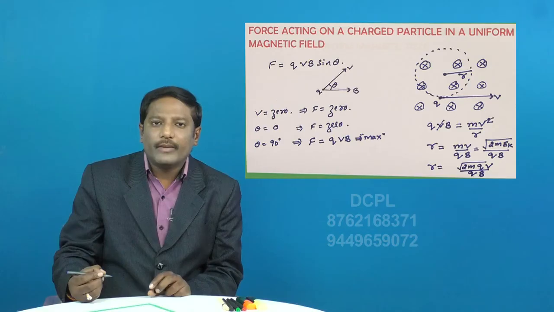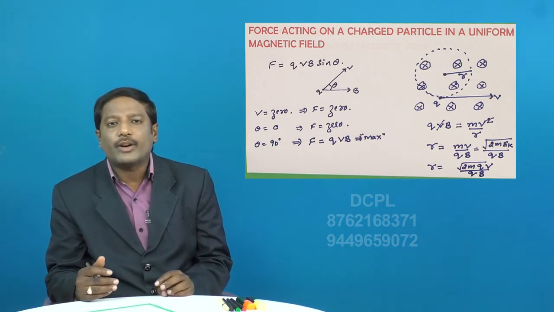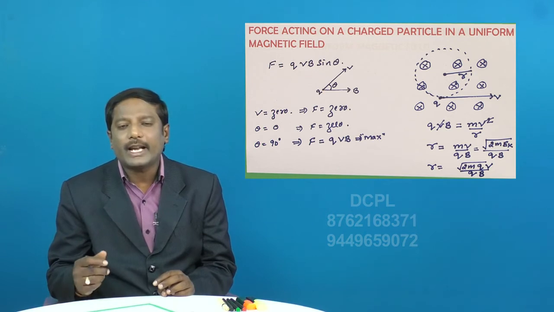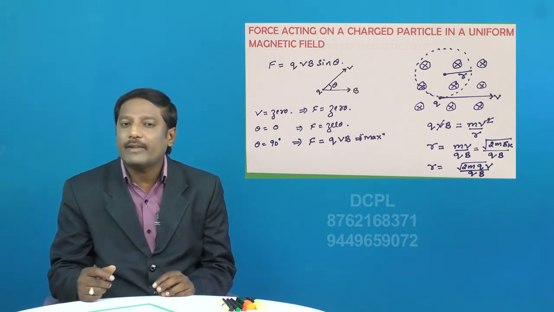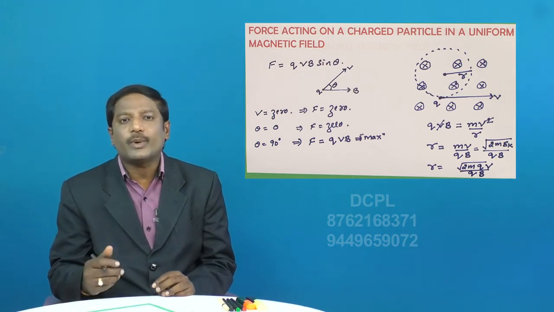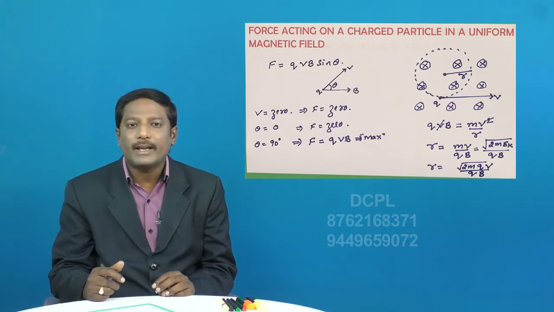So, when the charged particle moves in a uniform magnetic field, remember the formula for the radius: r equals mv divided by qB, or it can be taken as root of 2m Ek divided by qB, where Ek is the kinetic energy, and in terms of potential, r is equal to root of 2m qV divided by qB.